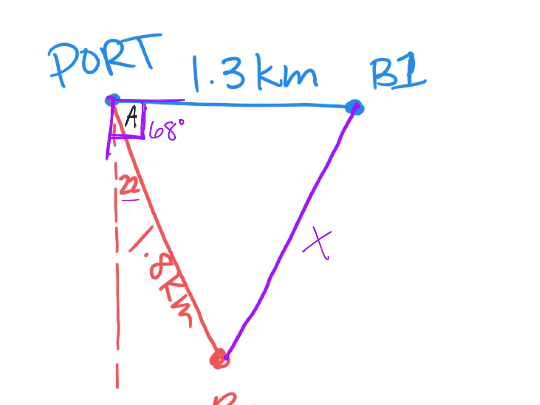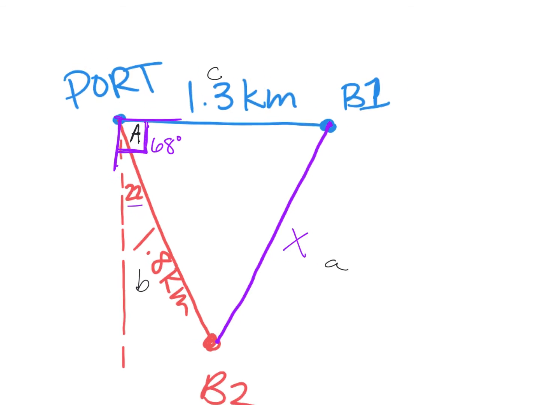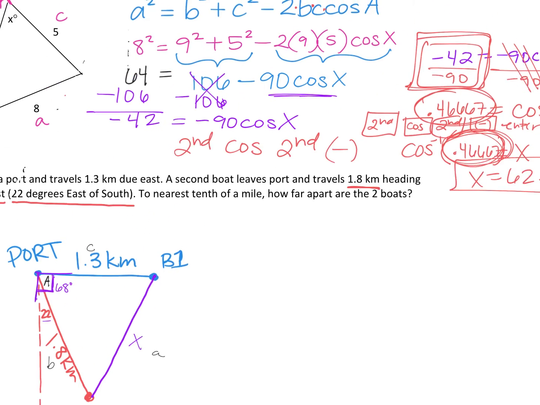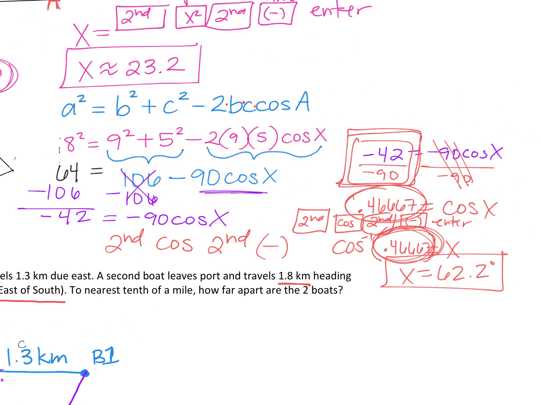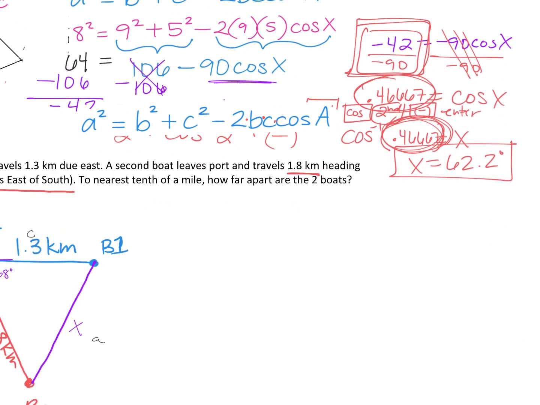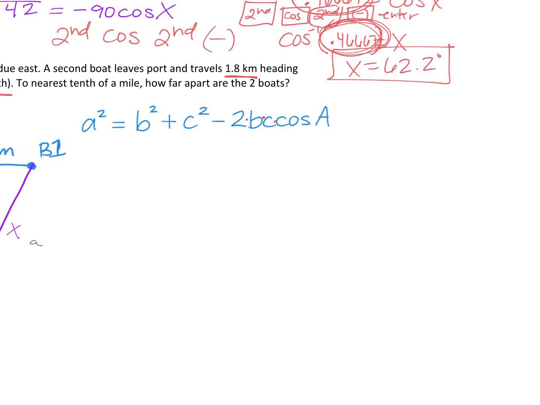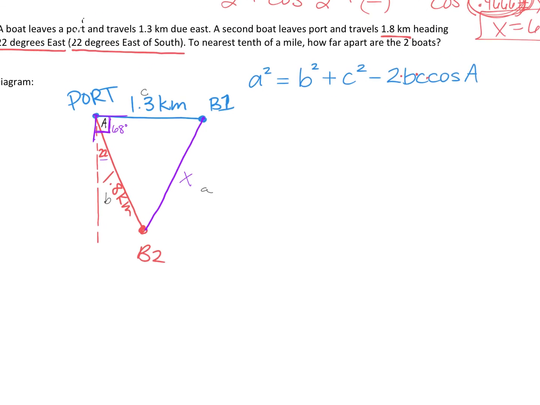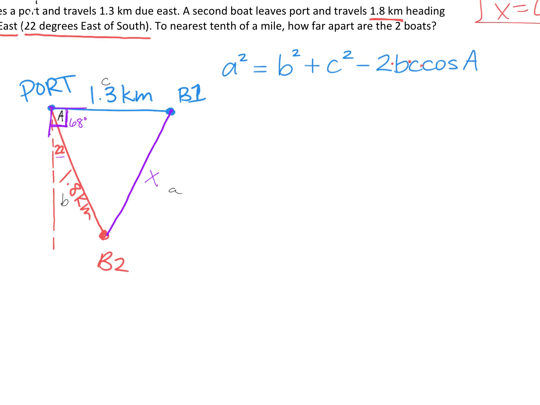Okay, what's your lowercase a? X. What's your lowercase b? 1.3, 1.8, whichever one you want to do. And then your c is the other one, 1.3 or 1.8. Okay, so with that setup, we're just going to take our formula. I'm just going to drop it in again. Okay, so take our formula and plug in what we know.